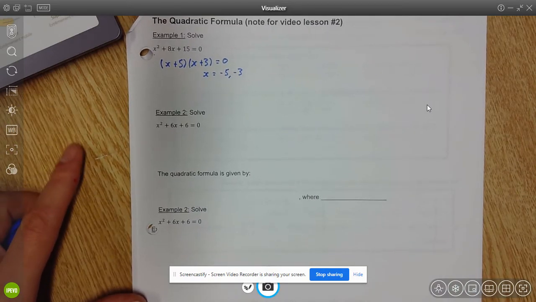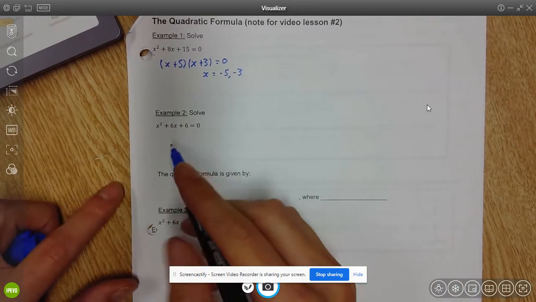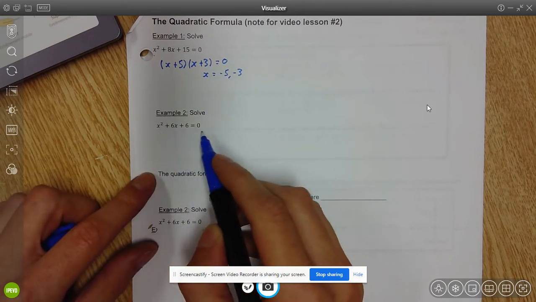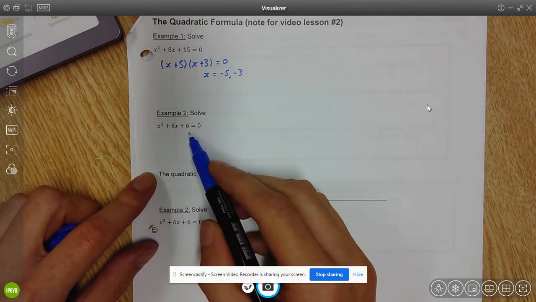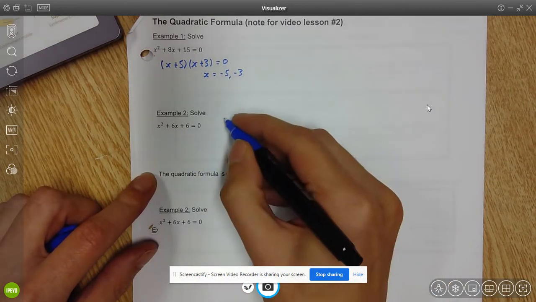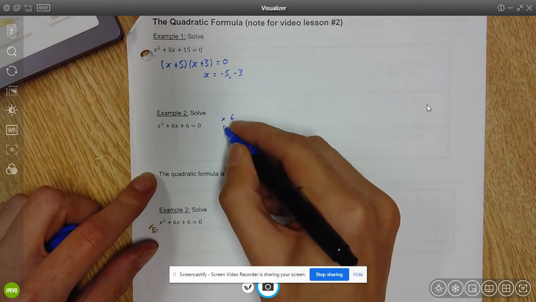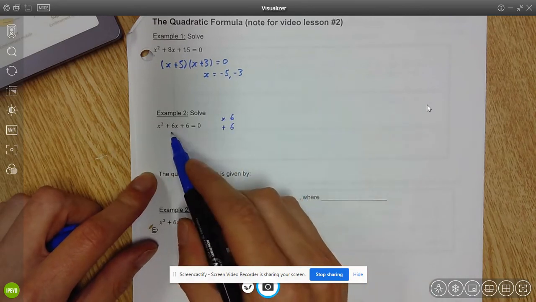Okay, let's just do one more example. We'll keep going. x squared plus 6x plus 6 equals 0. Again, already in standard form. I've got to think of two numbers that multiply to 6 and add to 6. And they both have to be positive, right? Because I've got positive and positive.